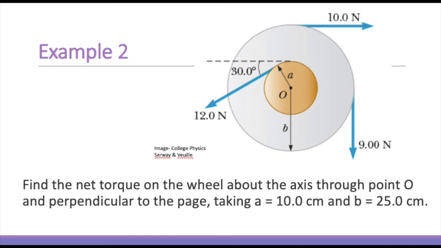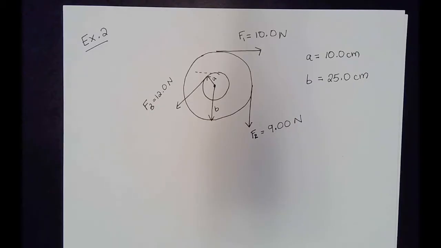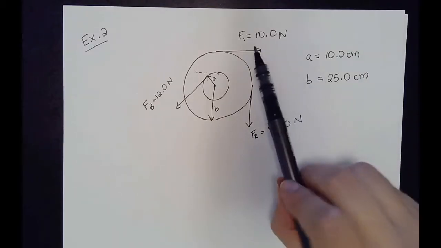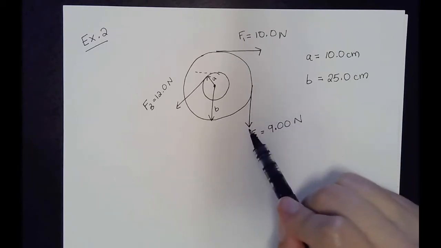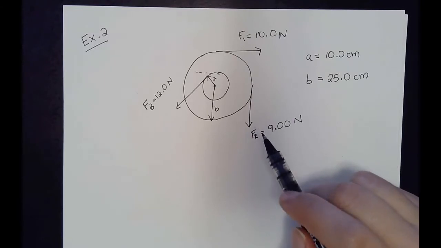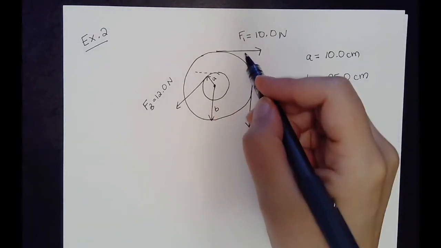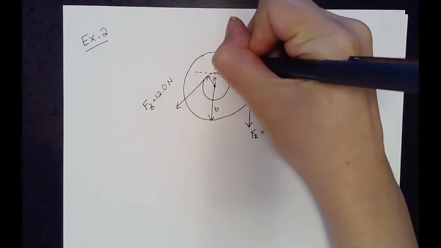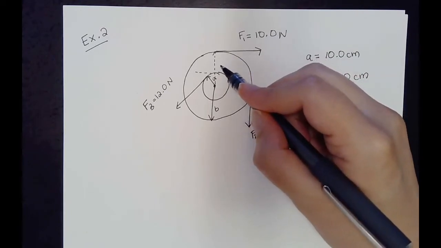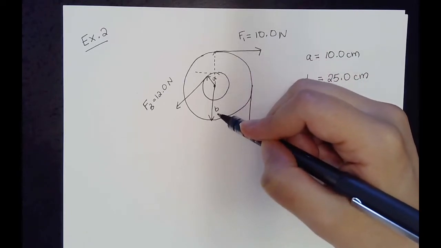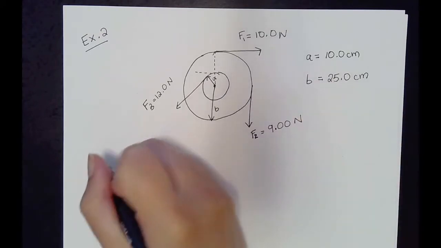Example 2: Find the net torque on the wheel about the axis through point O and perpendicular to the page, taking A equals 10 centimeters and B equals 25 centimeters. I've redrawn the wheel here and labeled each of the forces 1, 2, and 3. Let's calculate the torque exerted by each force and then the net torque on the wheel. Let's start with the torque exerted by force 1. If I draw a straight line from the axis of rotation to the point of action of the force, this is R, and this is equal to the radius of the outer circle, so that's B.